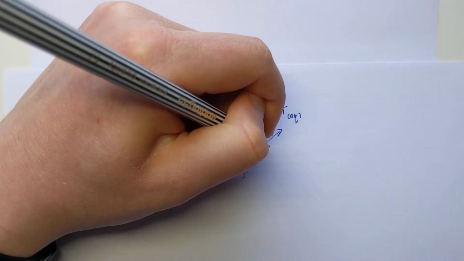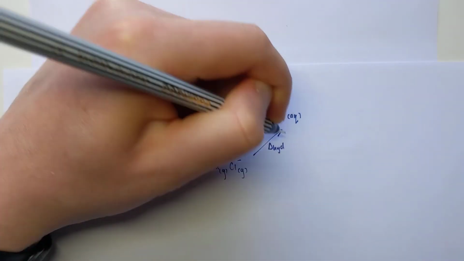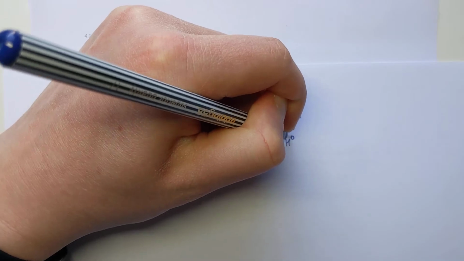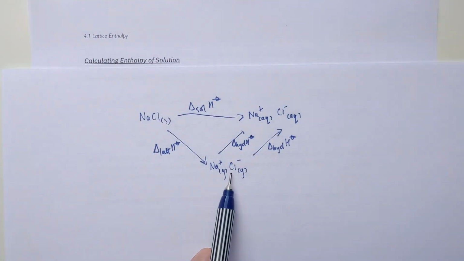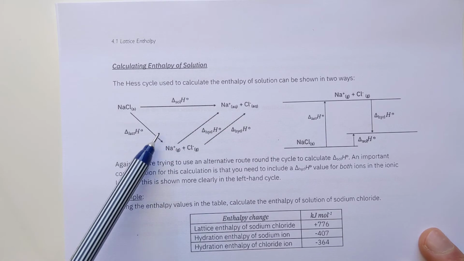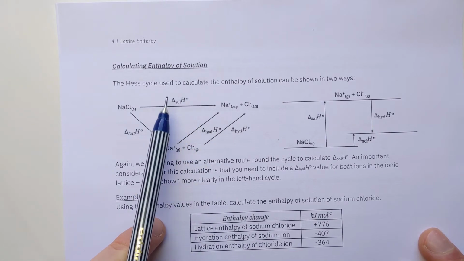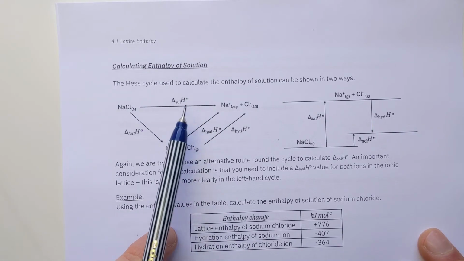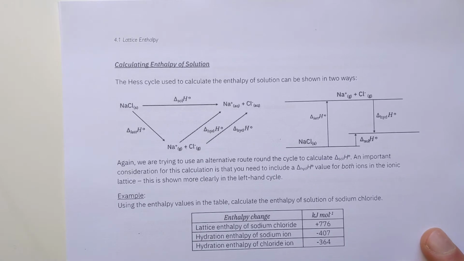The important consideration is that you'll have hydration enthalpies for any ions you've got within your salt. So there's two different values, one for sodium, one for the chloride ion here. So that's kind of what we get. If we follow this cycle along this route, which we might have values for, we can calculate the enthalpy value for the one we're trying to calculate, the enthalpy of solution.